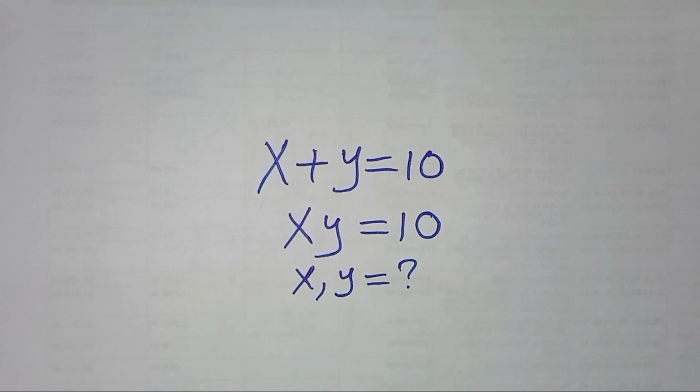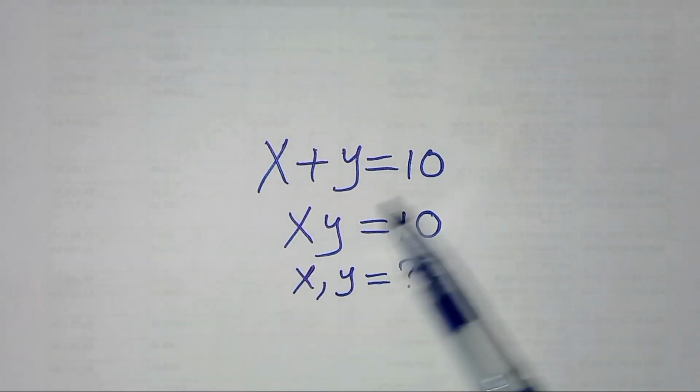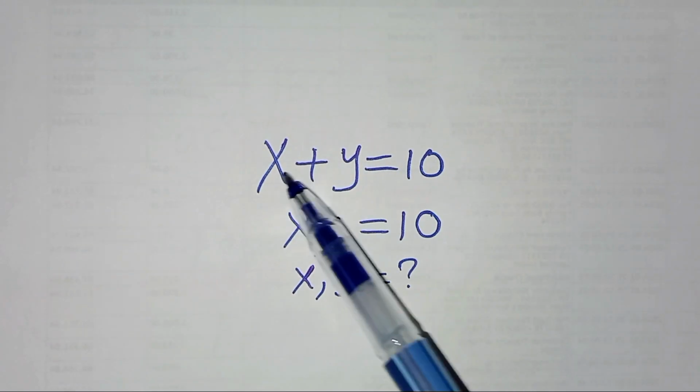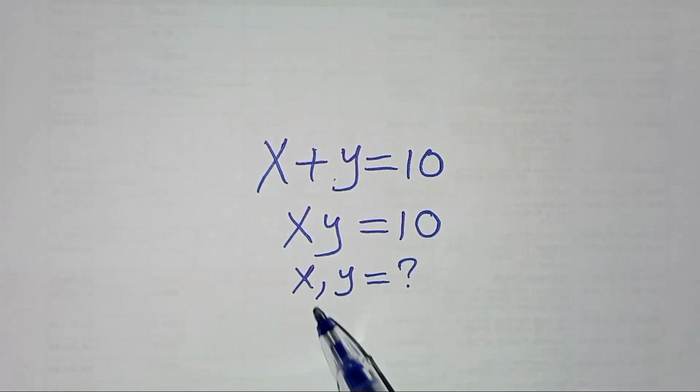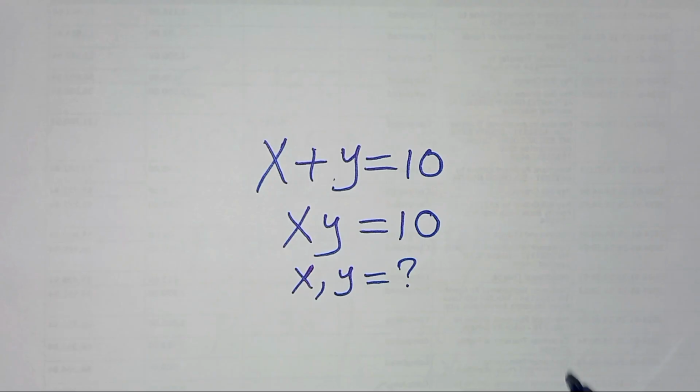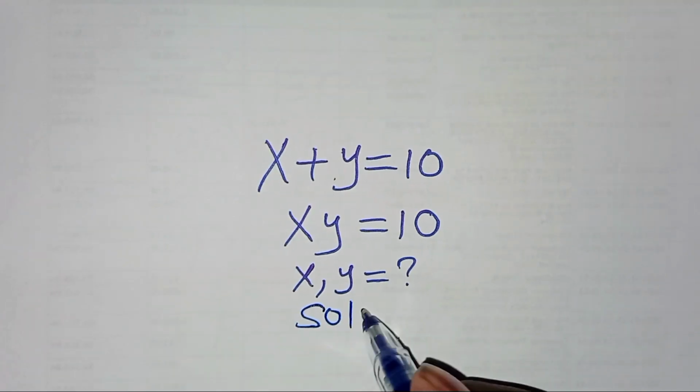You're welcome to provide a solution to this nice algebra problem, which is x plus y is equal to 10 and x times y is equal to 10. So what are the values of x and y? Solution from here.